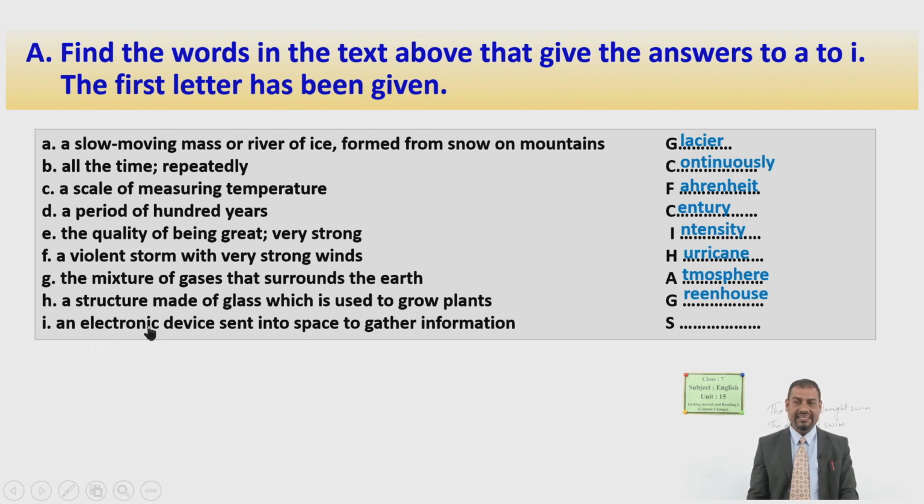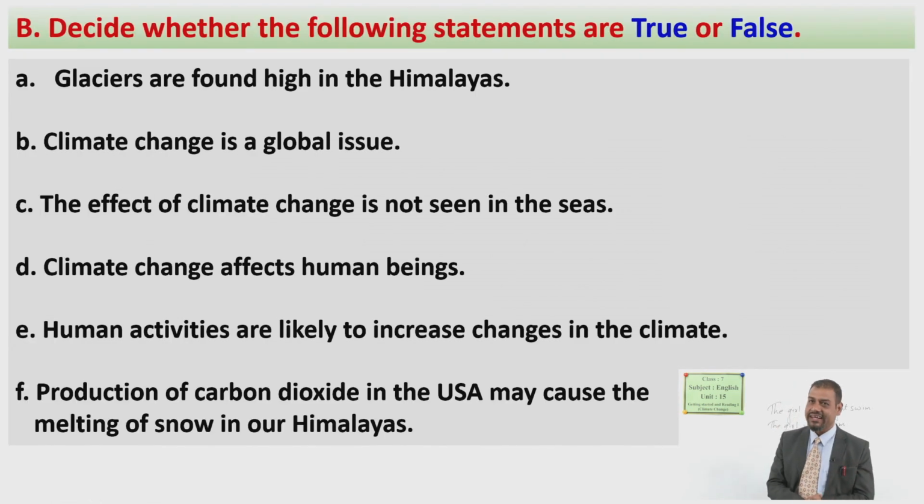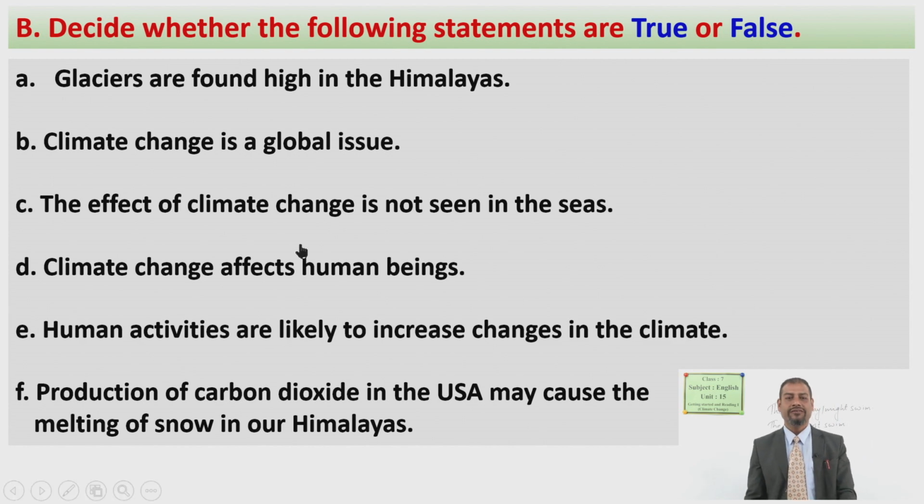Now the last task of this exercise is an electronic device sent into space to gather information. I have shown you the picture also. What is it then? That starts with S. What is it? Well done. S-A-T-E-L-L-I-T-E, satellite. You have done a great job. Now we have again another task, that is true or false.